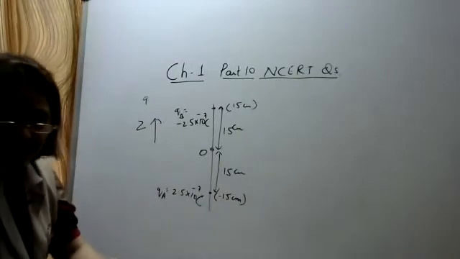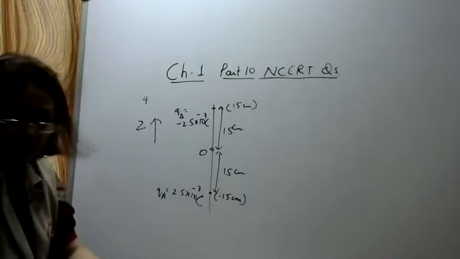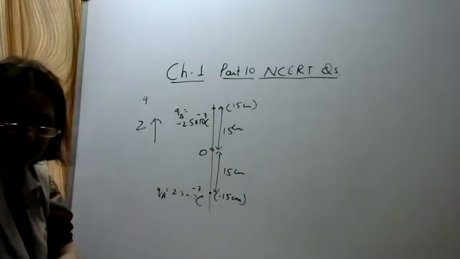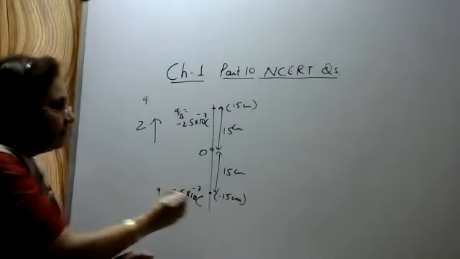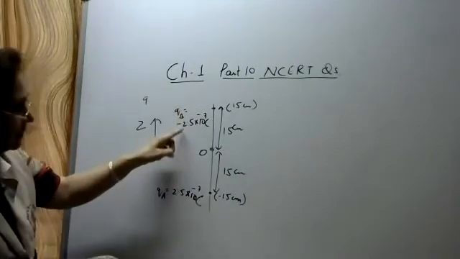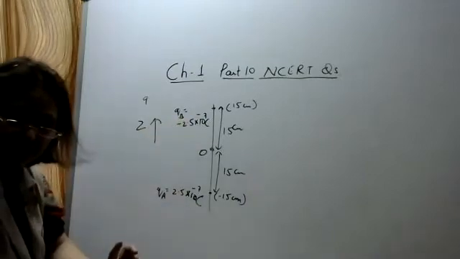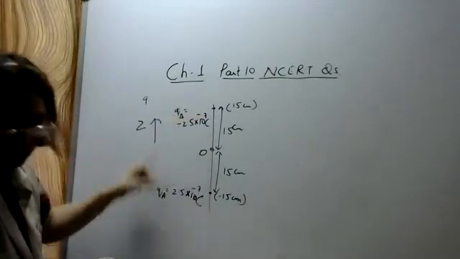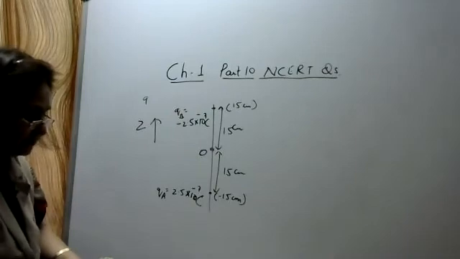Now here you have to find out the total charge on this system. What is the total charge? The magnitude of the charge is the same, but they are equal and opposite. So in the whole system, plus 2.5 into 10 raised to the power minus 7 minus 2.5 into 10 raised to the power minus 7 coulomb, that is, the net charge is 0 on this system. What is the net charge? The net charge is 0.